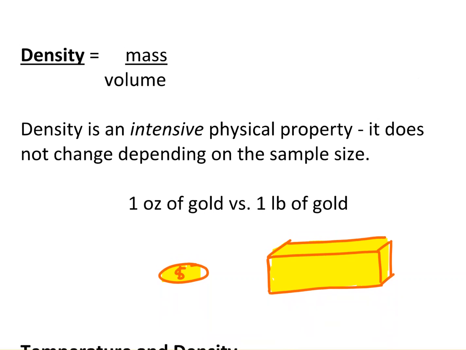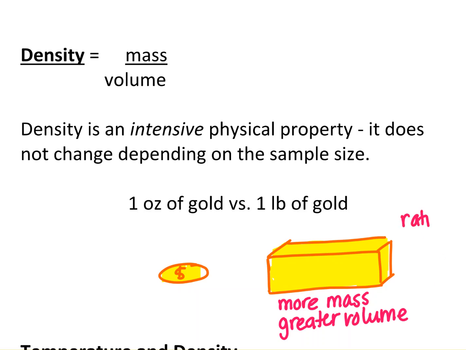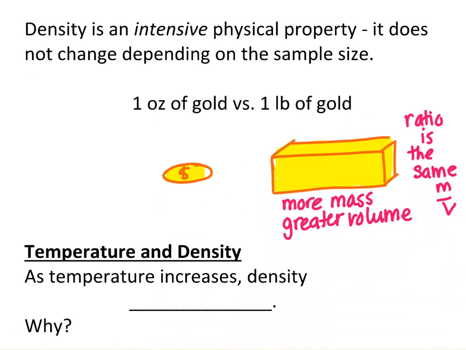For example, if we think of a piece of gold, like a small gold coin versus a big bar of gold, you might think that this one does have more mass, but it's not more dense because it has a greater volume as well. And the ratio is the same. Okay, and that's true as long as it's the same temperature. That's a constant for the type of material or for the type of substance that it is.